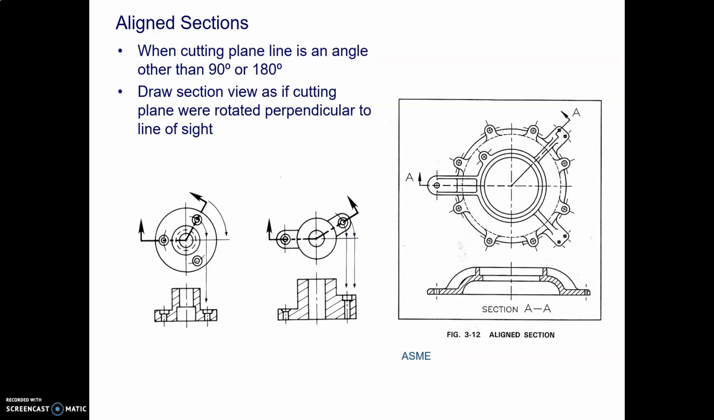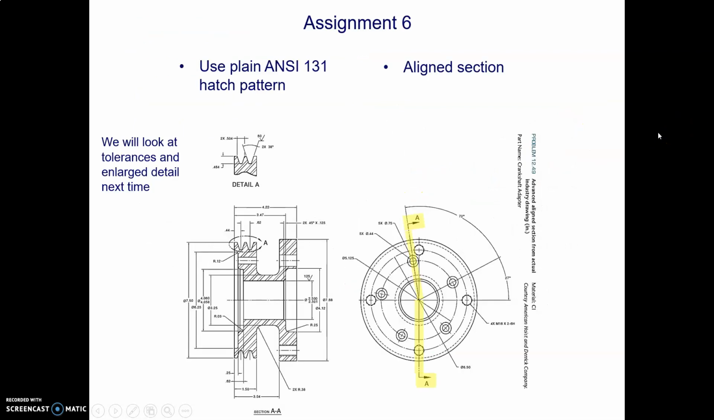This is the kind of thing we're going to do in our drawing, an aligned section, where, for example, in this part, we're wanting to show a section through a straight across arm and an arm that's rotated up at an angle. And so the standard is that you draw the section as if those two arms were 180 degrees apart. Here's another example from ASME. They draw the section as if those two arms were 180 degrees apart.